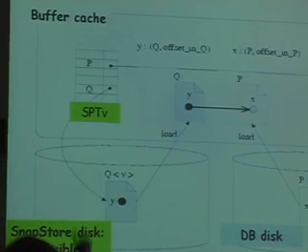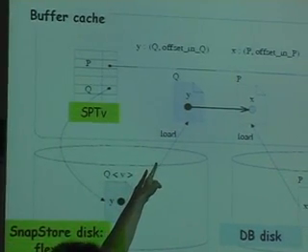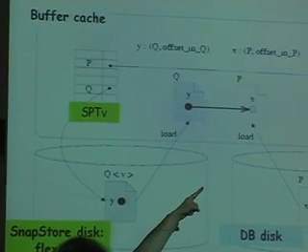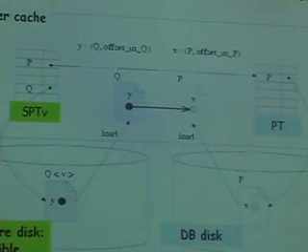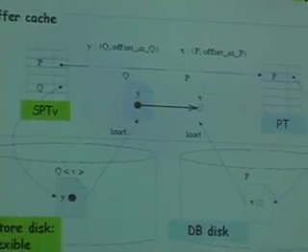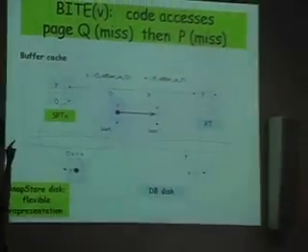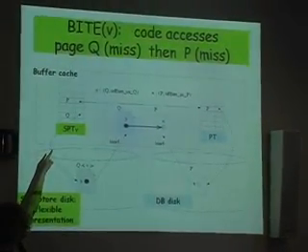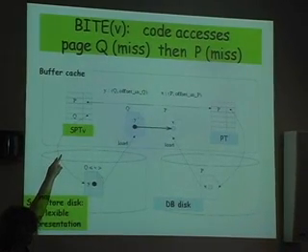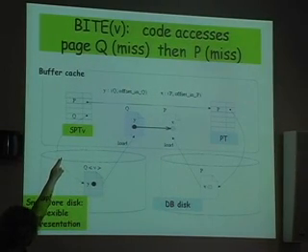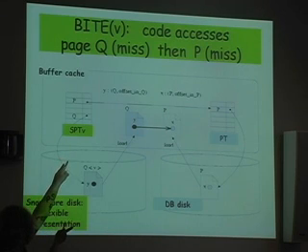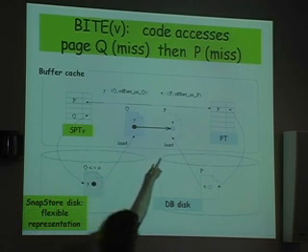The client dereferences a pointer from page Q that points to page P. This is the first time page P has been accessed, so it's a miss. So a miss for P comes in. It goes through the snapshot page table, but now P has not been modified since the snapshot was declared. Therefore, the correct state is in the database. So the page table actually points to the page table of the database.